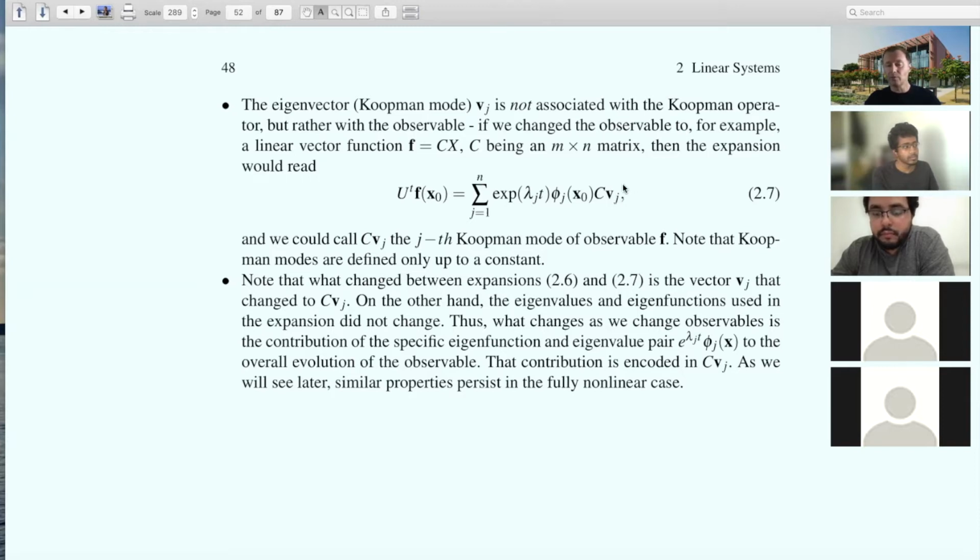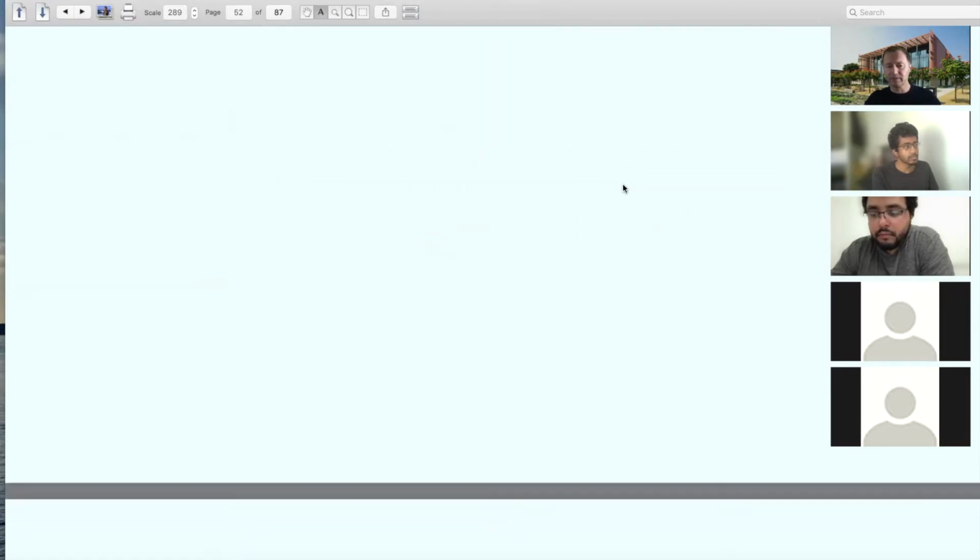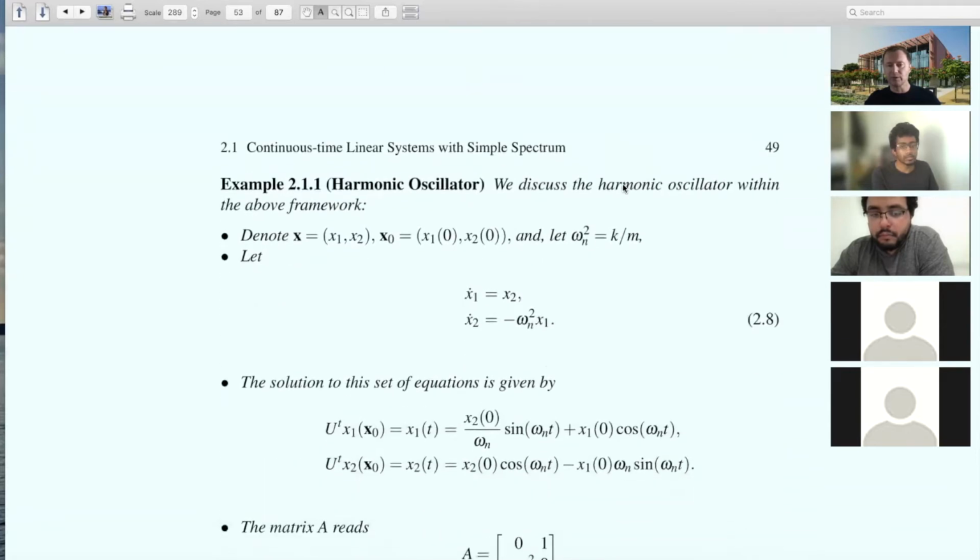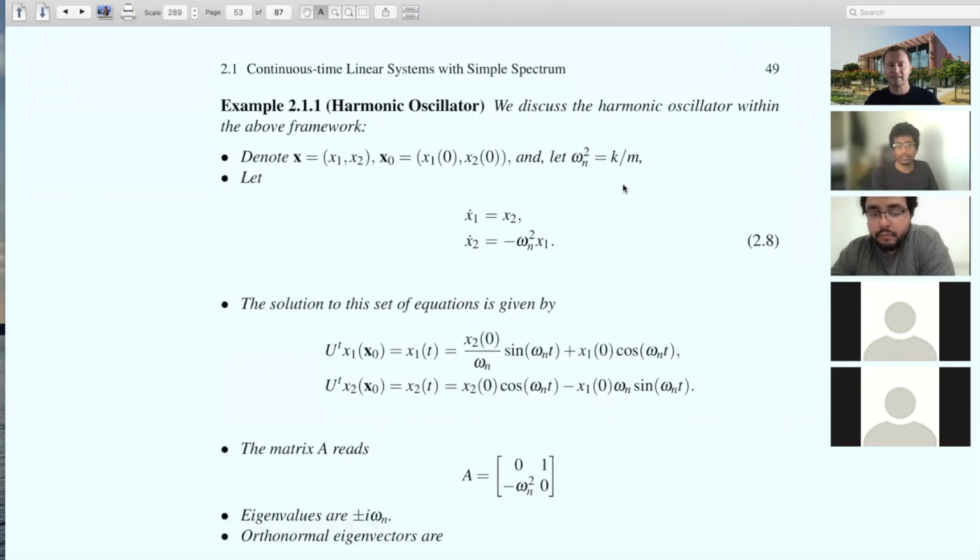Okay, so let's go for an example of this. And we're going to work with a harmonic oscillator, just a classical linear systems example. Now, of course, this one is non-dissipative. It's actually what we call the Hamiltonian system. In mechanical engineering, it's a spring mass system that has stiffness K and mass M here.